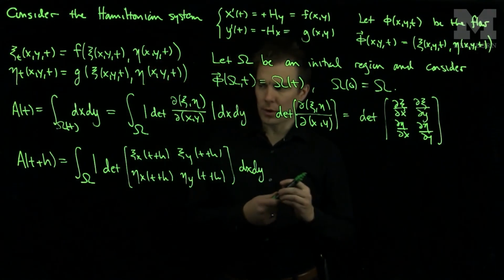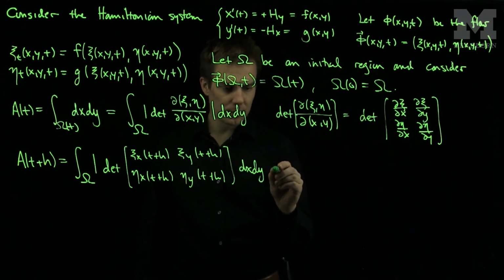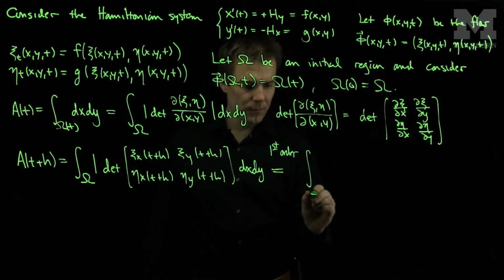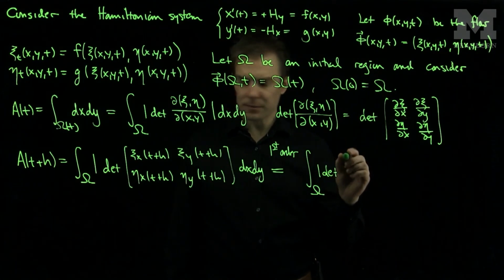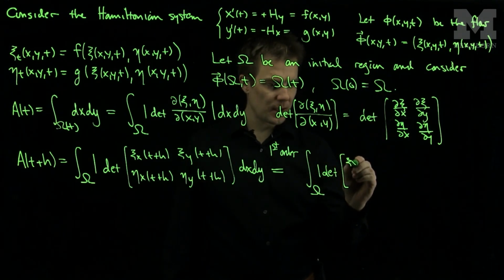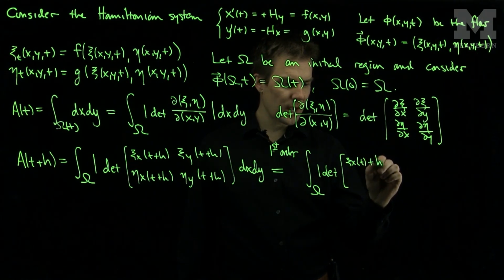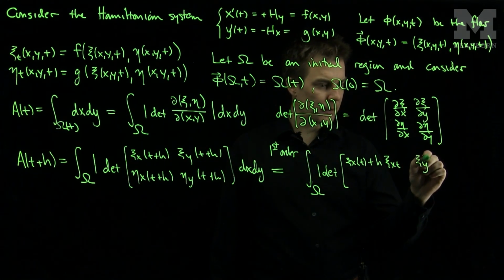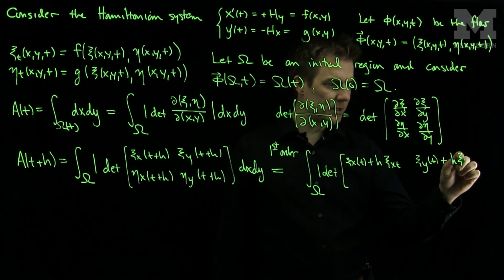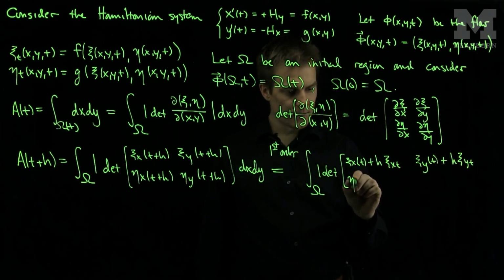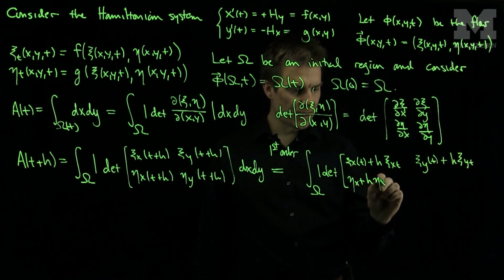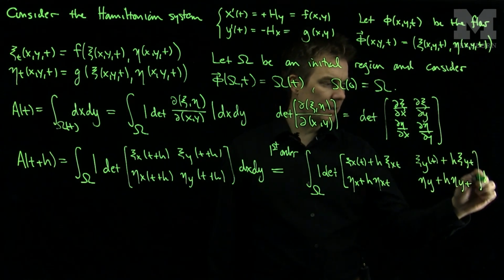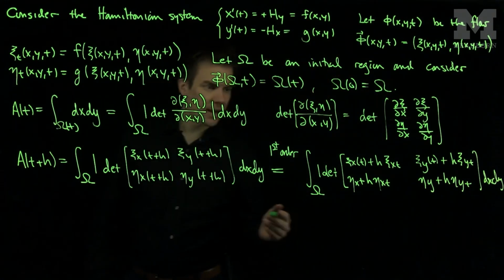And so now we can note that to first order, this will be equal to the integral over omega of the absolute value of the determinant of xi_x plus h xi_xt, xi_y plus h xi_yt, eta_x plus h eta_xt, eta_y plus h eta_yt, dx dy. And so now we'll use the following fact for matrices.